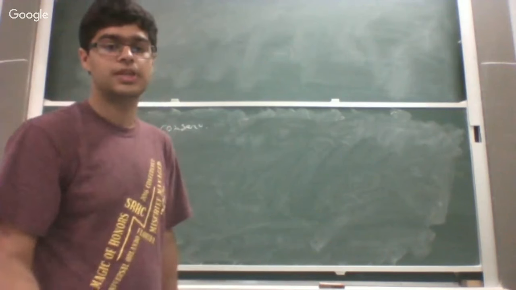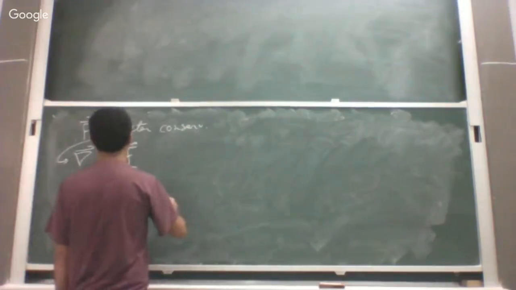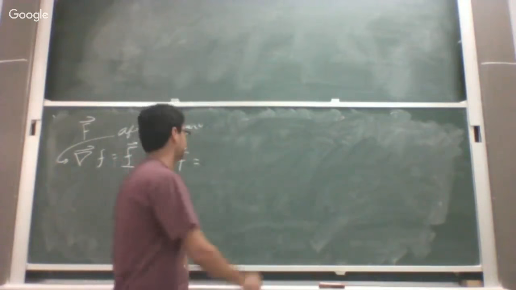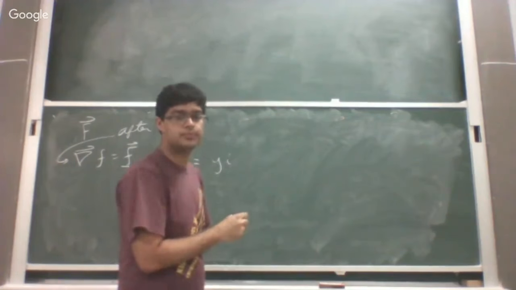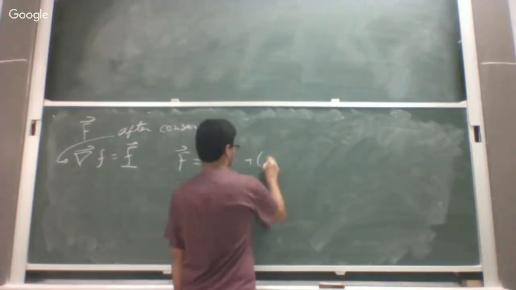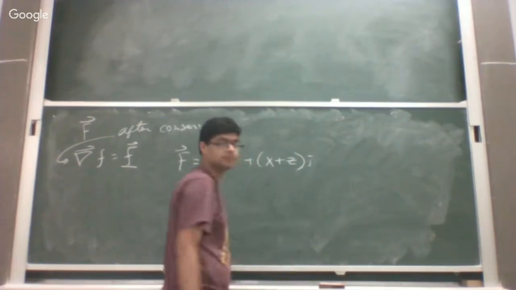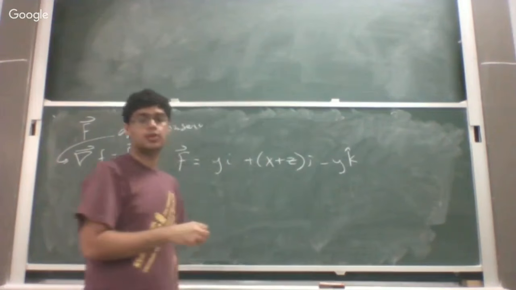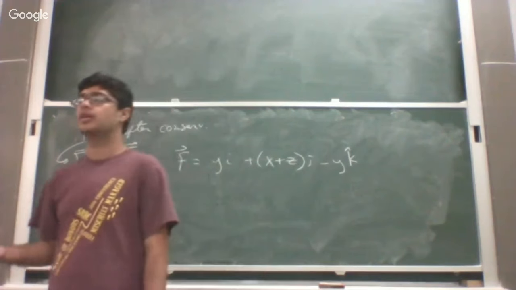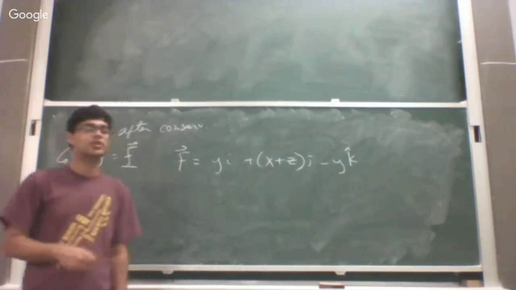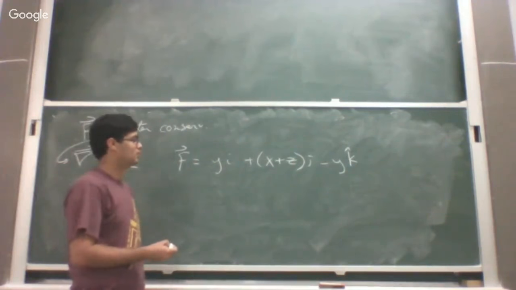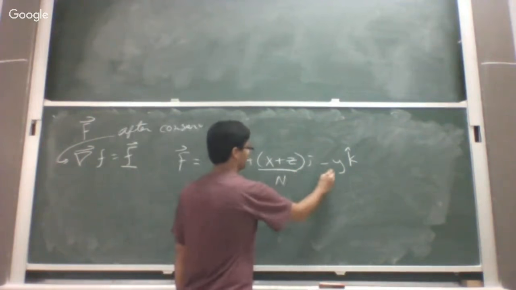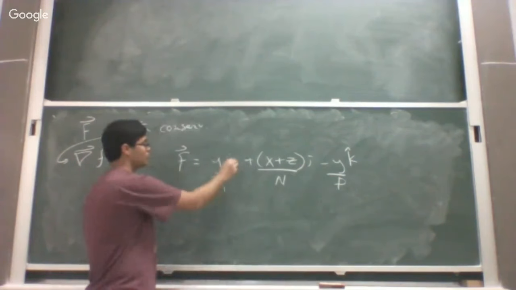So in this example, say we have yi plus (x plus z)j minus yk. So you have your three values M, N, and P. Which one is your M value? The y. So this is your N, this is your P. The M is always in front of the i.